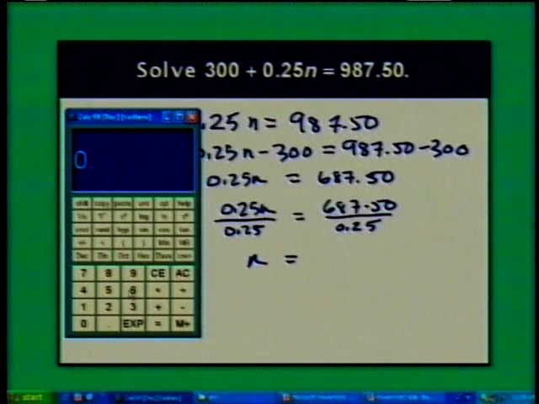So $687.50 divided by 0.25. That equals 2,750.